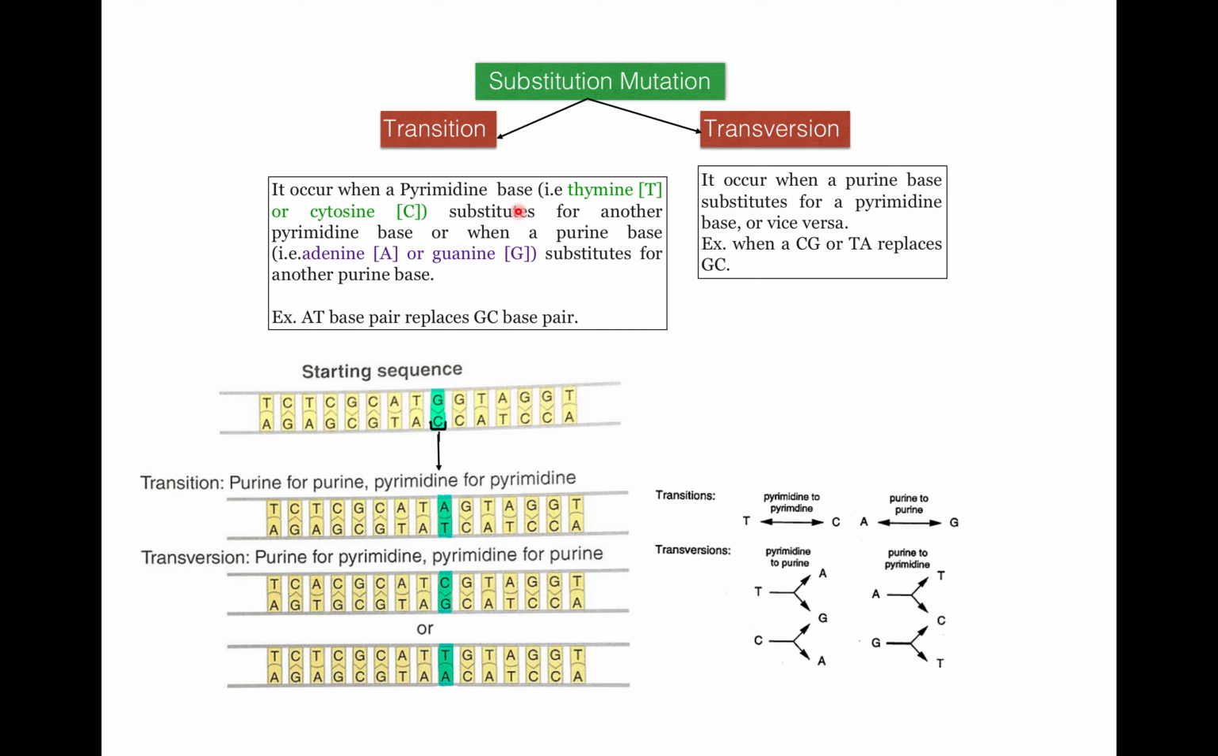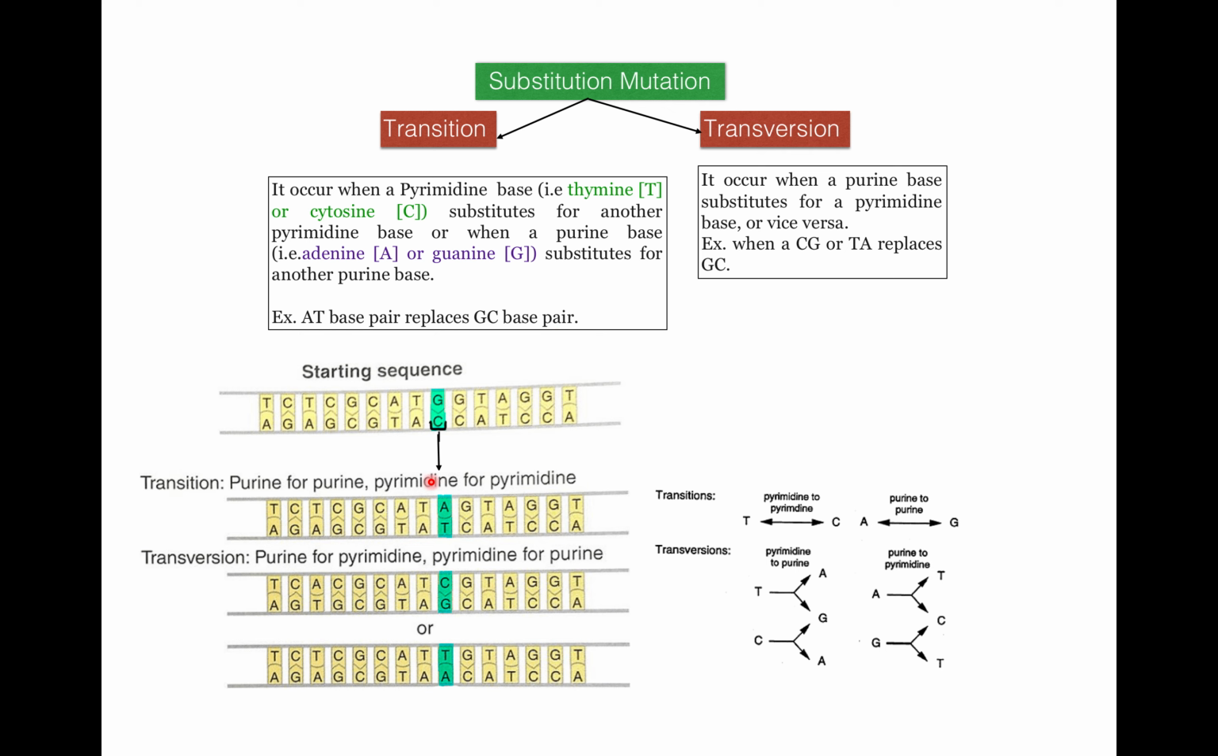Substitution mutation can be due to transition or transversion. So transition occurs when a pyrimidine base substitutes for another pyrimidine base. Pyrimidine base means thymine and cytosine. Transition also occurs when a purine base substitutes for another purine base, that is adenine and guanine. So example, AT base pair replaces GC base pair.